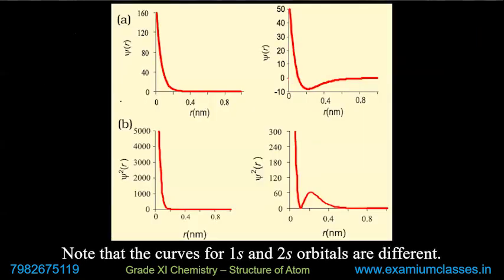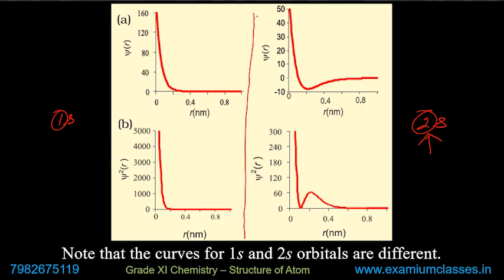Now here two diagrams are given, two graphs actually, of 1s and 2s. I draw a line here. The left side is for 1s, the right side is for 2s. That means the s orbital of the first shell and the s orbital of the second shell. That is the only difference. Otherwise, both diagrams are for s orbitals.